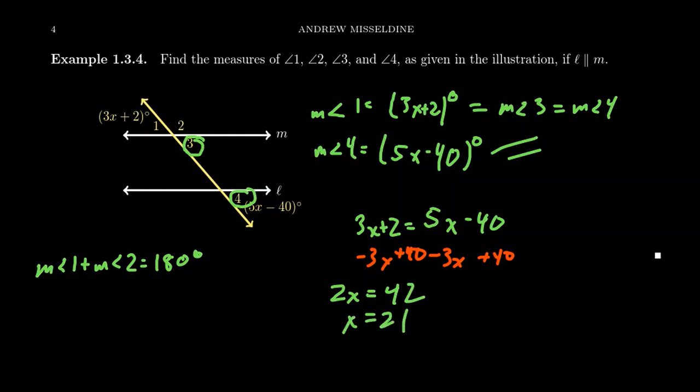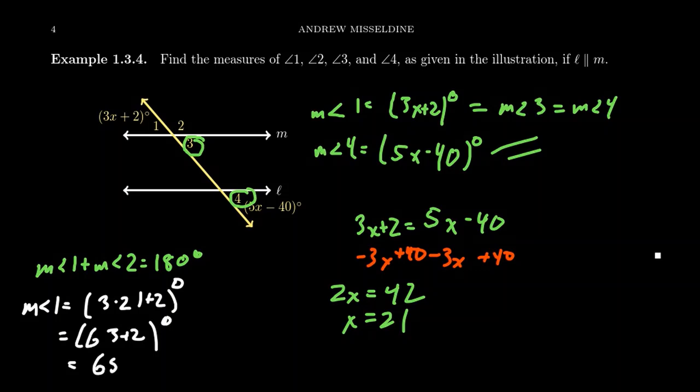And so now we can put all these things together. So we see that the measure of angle 1 is equal to, like we said, 3 times 21 plus 2 degrees, for which you get 3 times 21, that's going to be 63 plus 2. So we see that angle 1 is 65 degrees. Now 65 degrees is also the measure of angle 3. It's also the measure of angle 4.